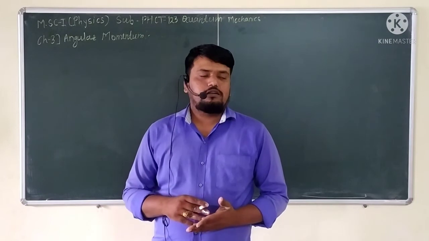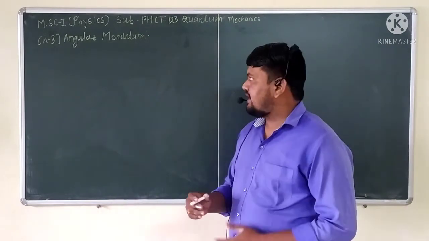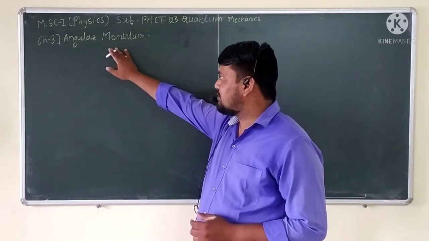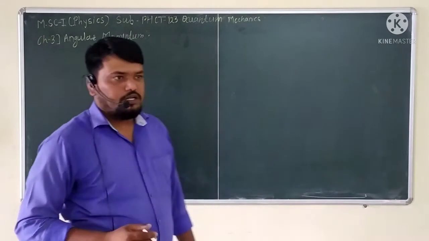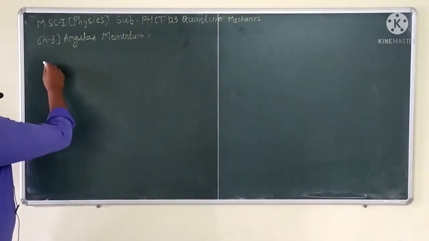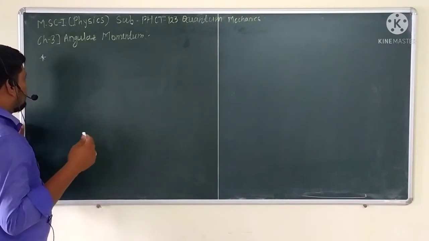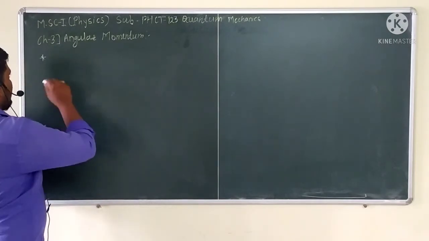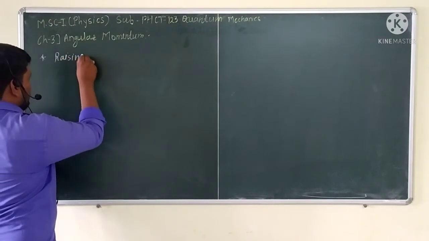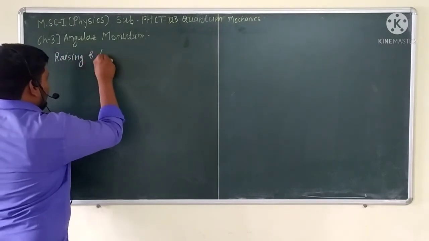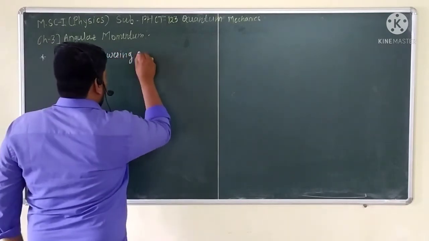So today, again, welcome to the lecture series on quantum mechanics, and we want to continue our chapter, which is angular momentum. We want to see what the eigenvalue of the angular momentum is and how it is calculated for the raising and lowering operators.